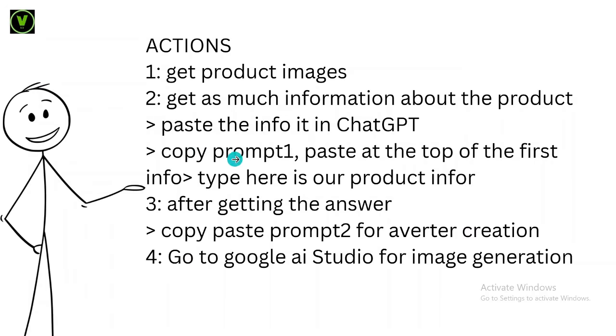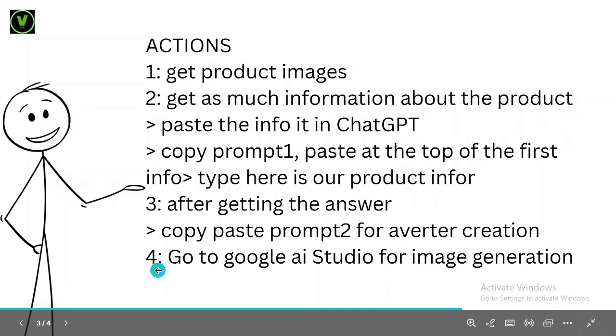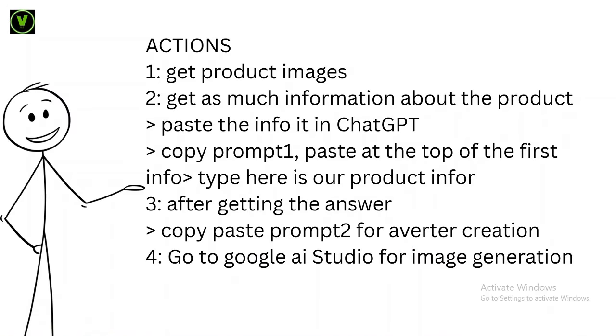I'm going to show you guys a prompt. So we're going to copy a prompt one and then paste it at the top of the first information that we got. Don't worry, I'm going to explain all of this. We're now going to type here is our product info. Then the third thing we're going to do afterwards, right, is to get the answer and then copy the prompt 2 and then paste it for avatar creation, and then go to Google AI Studio for image generation, right? And then I'm going to show you guys.